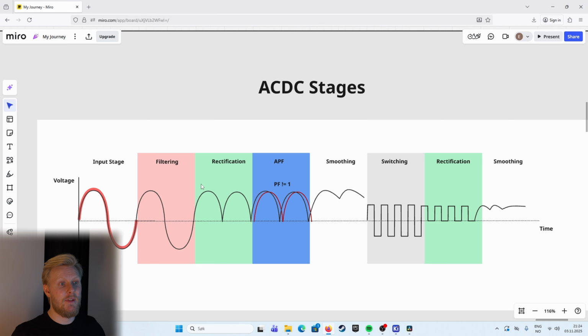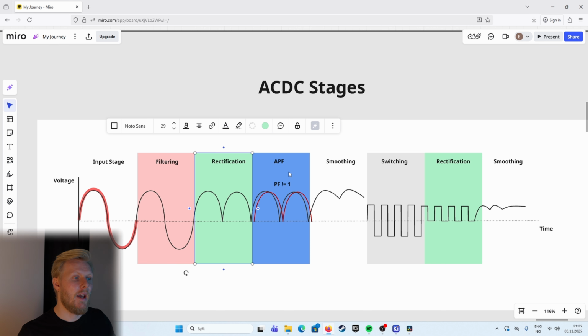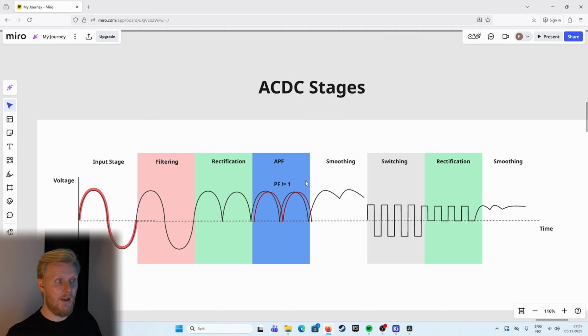And we're looking at the different stages here. So that we got an input stage, filtering, rectification, active power factor correction, smoothing, switching, rectification, and another smoothing. And this is coupled a little bit to the actual circuit that we're creating.